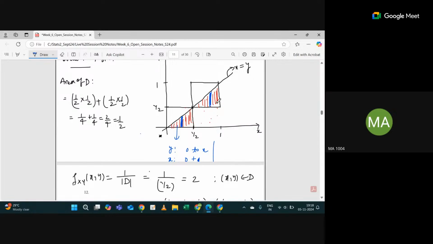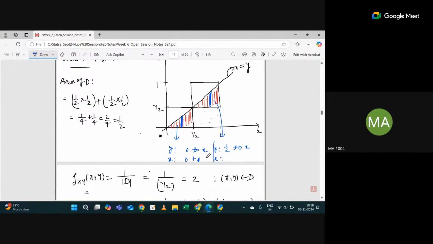This part, what will be the limit of y? Half to 1. No, half to y. Half to x. Half to x. Right? And the limit of x will be? It will be half to 1.